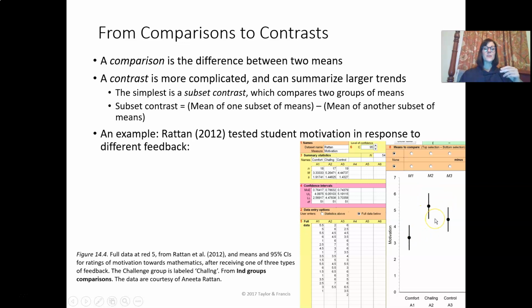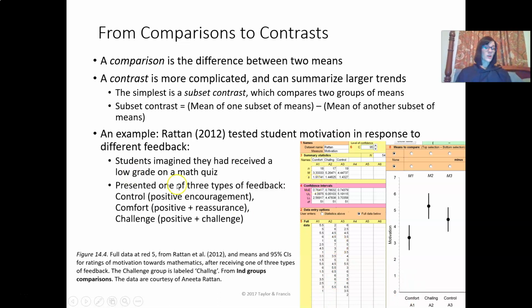So we're going to be comparing two groups of means here. A subset contrast is the mean of one subset of means minus the mean of another subset. Here we're going to get an average based on both of these two groups and compare it to this one. This comes from work based on people like Carol Dweck, who believe in the power of mindset, and Ratton, testing student motivation in response to feedback.